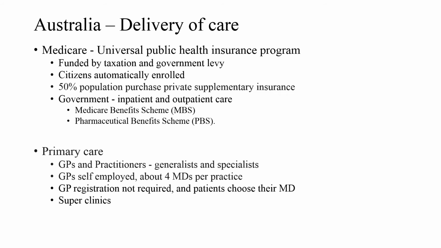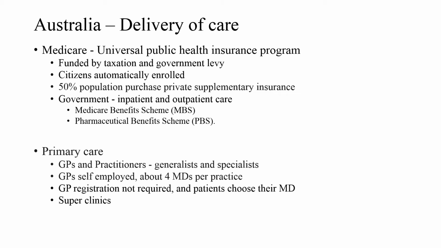Let's talk about delivery of care in Australia. As I was talking about, Australia has an amazing universal public health insurance program. It is called Medicare, and it is regionally administered and financed through general tax revenue and a government levy. Enrollment is automatic for citizens. If you're not a citizen, you don't get it, sorry. If you're a citizen, you receive free public hospital care and substantial coverage of your physician services, pharmaceuticals and certain services.